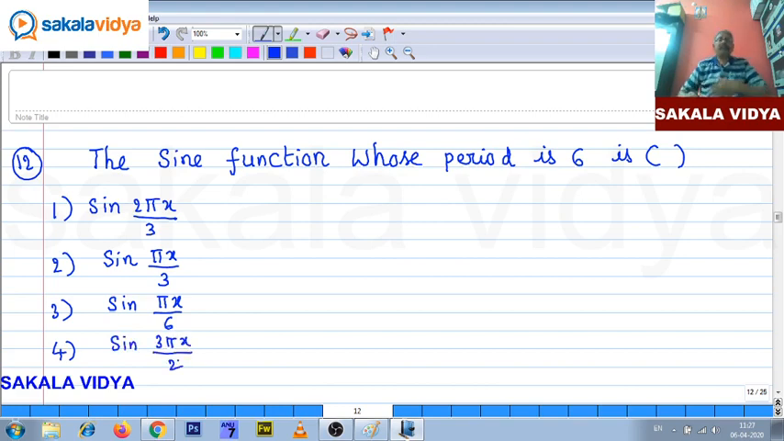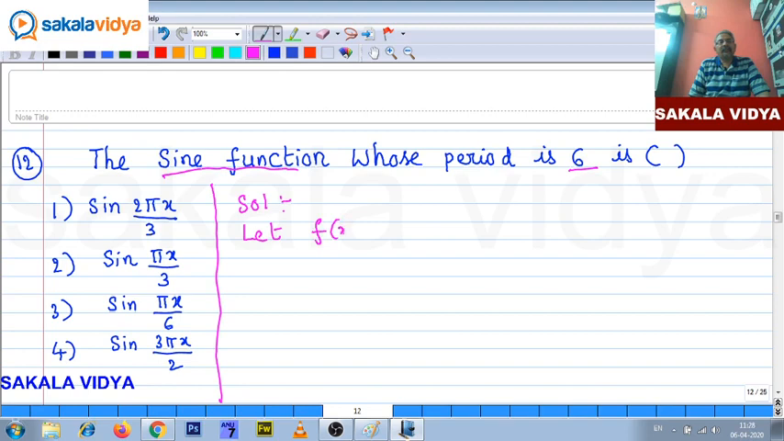That means the period of the function is given, and now we need to find the sine function. So we need to frame the required function whose period is 6. Generally our plan will be like this. Let us say the required function is f of x equal to sine kx. We do not know the k value; even kx plus b we can say, no problem.